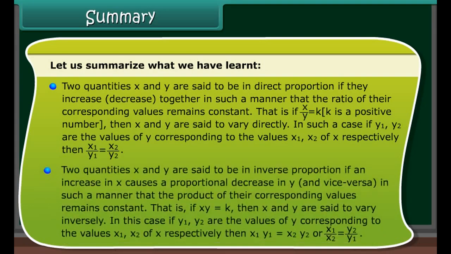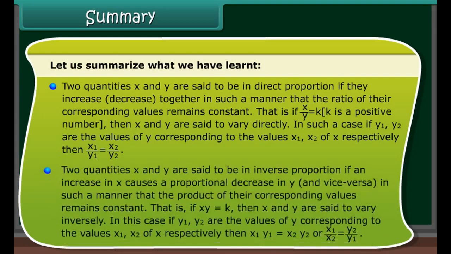to vary directly. In such a case, if y1 and y2 are the values of y corresponding to the values x1, x2 of x respectively, then x1 upon y1 is equal to x2 upon y2.